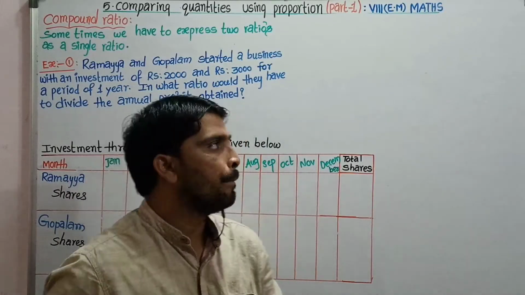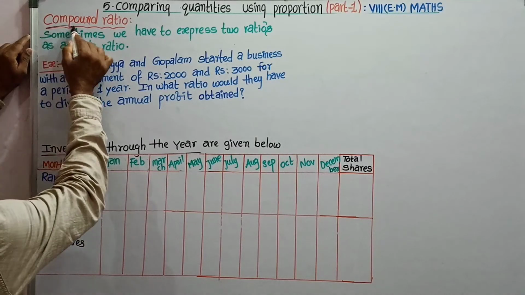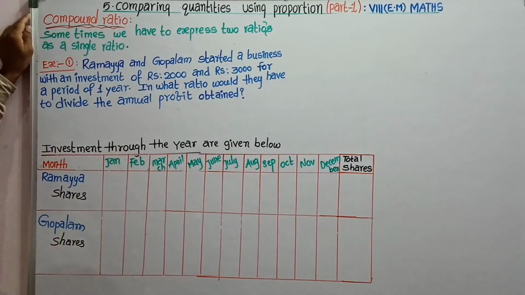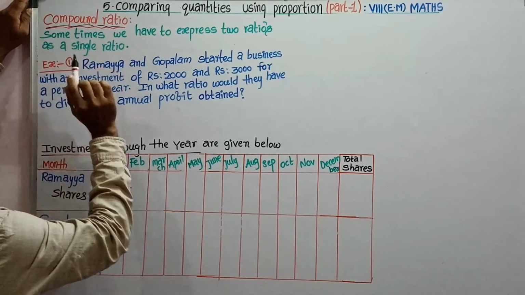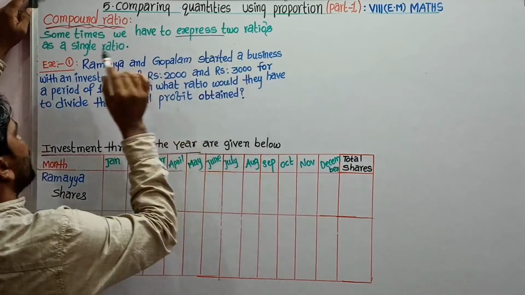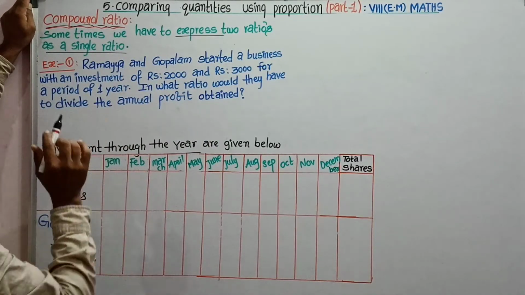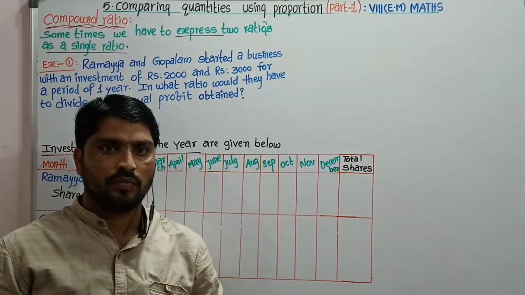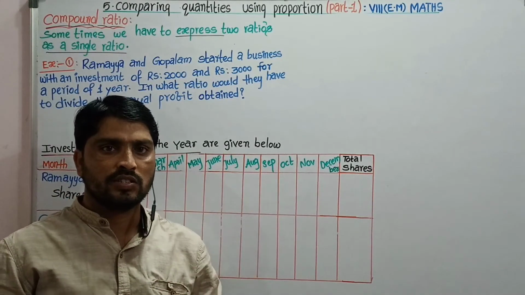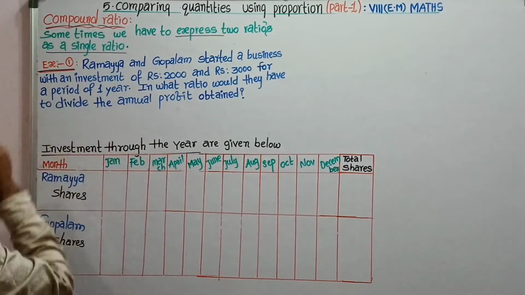Next, compound ratio. Before going to see what is compound ratio, let us see one example. Sometimes we have to express two ratios as a single ratio. Let us see why two ratios are expressed as a single ratio. To understand this, let us see three cases of examples. That is example 1.